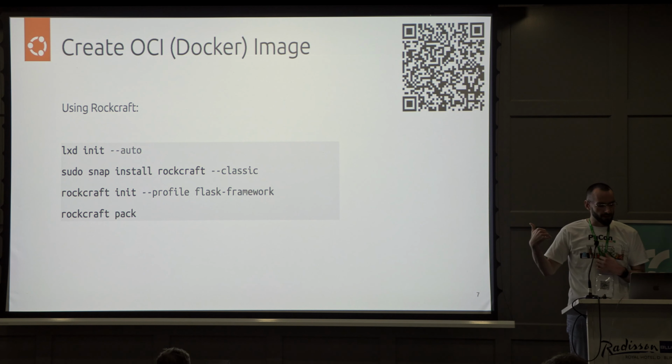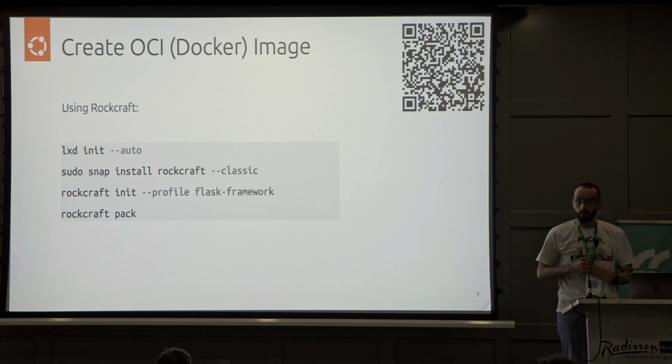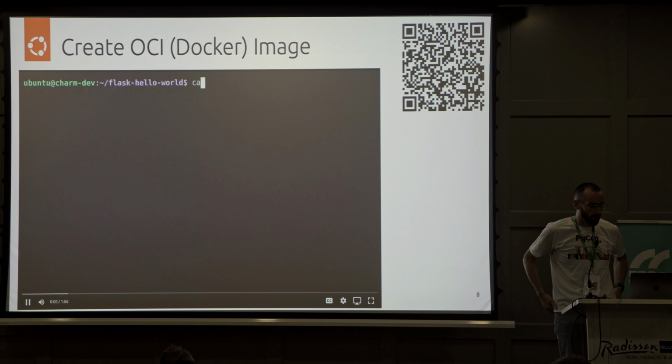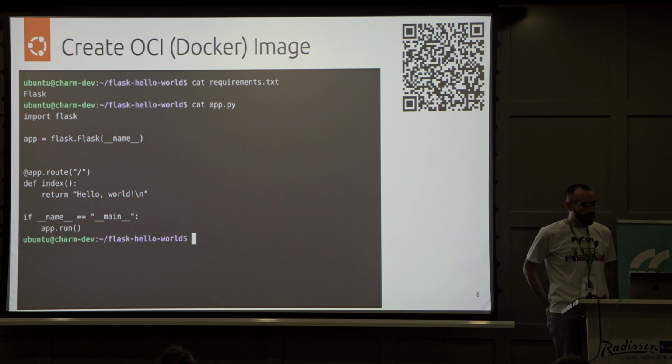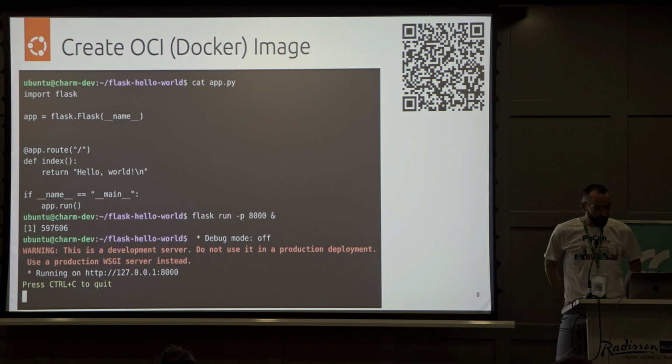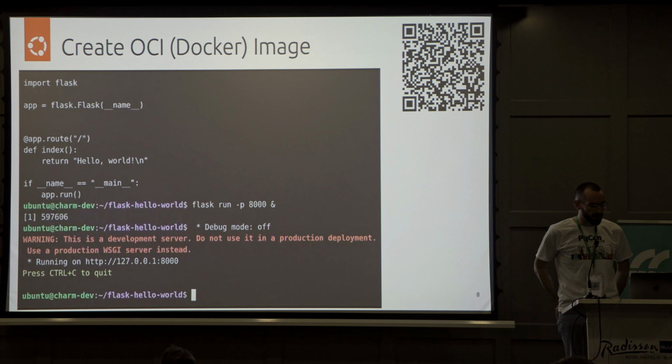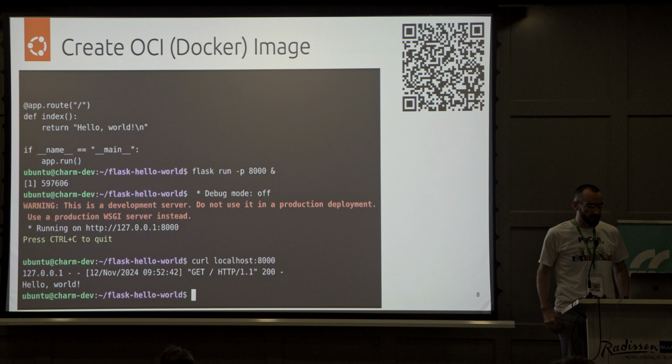And here you can see a very high-level view of what the commands would be to create that OCI image. What I'm going to do is step you through what that looks like in a recording. If you take a look here, in the requirements.txt file we just have Flask, and then in the app.py file we have the Flask application that I was showing you earlier. Just to demonstrate that it works, we use the flask run command, and if we send a curl request to localhost, we see that it's working as expected. It's just returning hello world, which is what the root endpoint is doing.